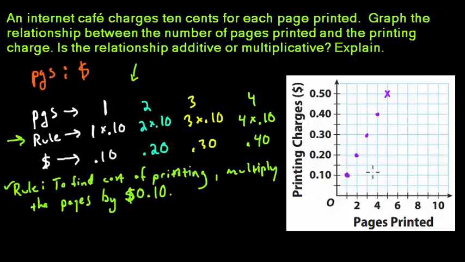Notice the difference in height. In the previous example, we're going up by 1. In this example, we're going up by 2 each time. This is an example of a multiplicative relationship. It's multiplicative. Okay? And that's all.